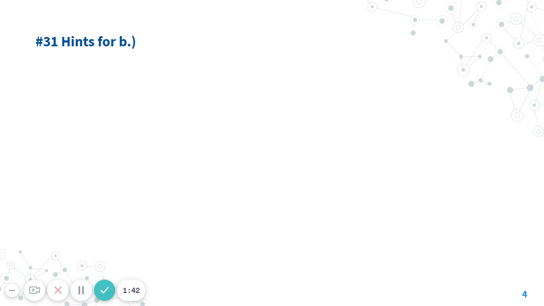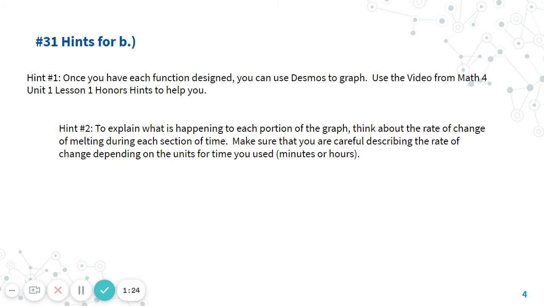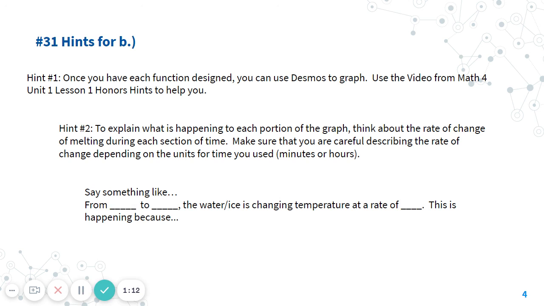For part B, once you have each function designed, you can use Desmos to graph it. You can use the past video to help you see how to have domain restrictions on Desmos so you can only do each piece of the function. And then after that, think about describing the graph by thinking about the rate of change of melting during each section of time. And I have a little sentence frame that can help you get started on this.